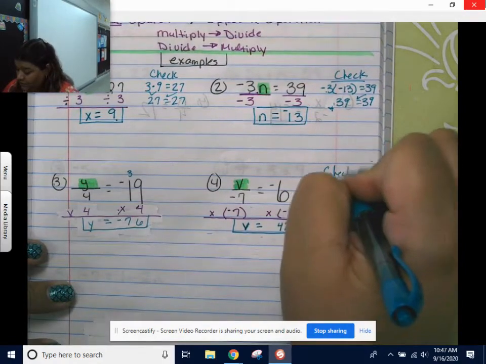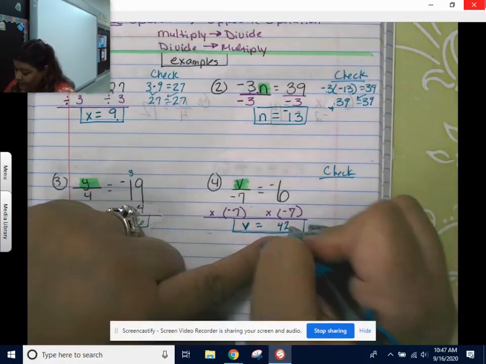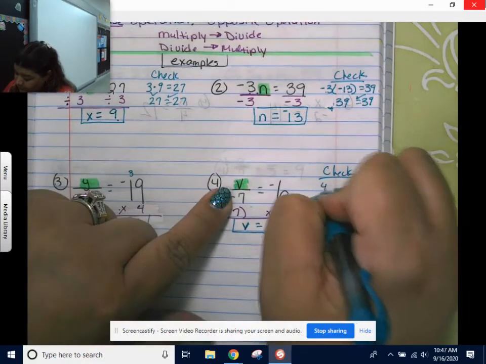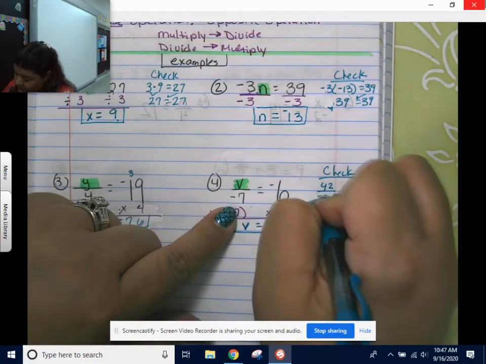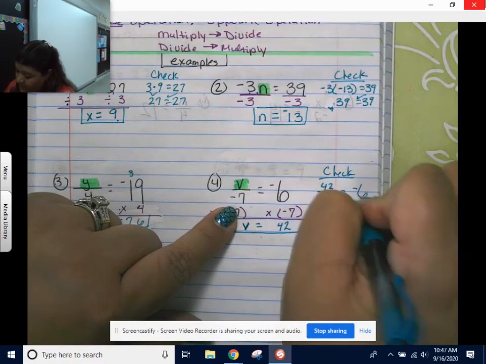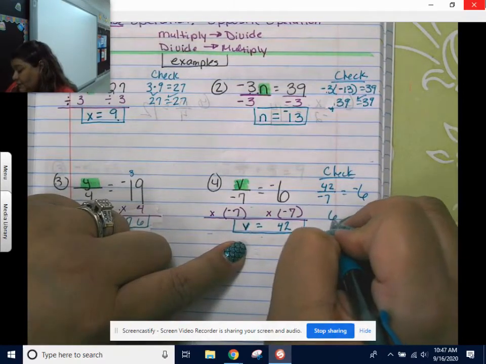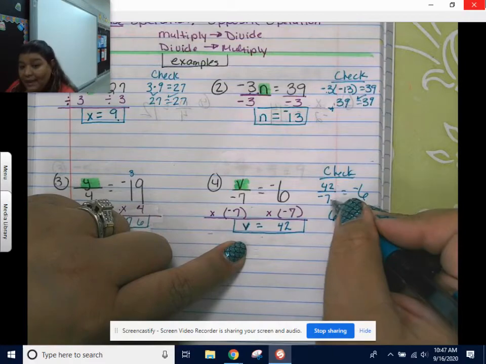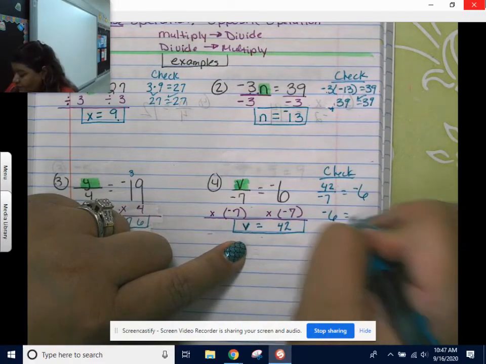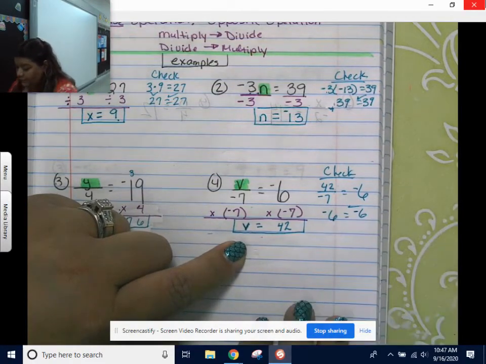I forgot to check the work on the other one. Sorry, we'll go back and check it. If I plug in a 42 up here, 42 divided by -7, does it give me a -6? Well, let's check. 42 divided by 7 is 6. But look, I have a positive divided by a negative. My signs are different. So I did it correctly.